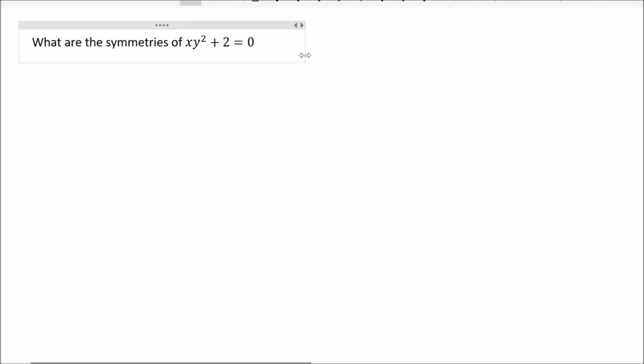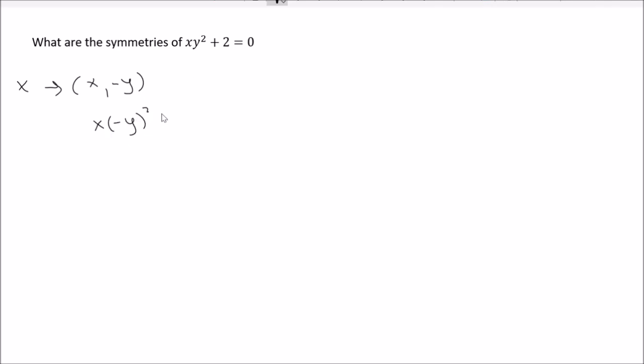Let's do another example. This would be a great one for you to try on your own and then hit play. All right, let's do x-axis first. So when we're doing x-axis symmetry, we are plugging in the point. Which one's negative? Is it the x or the y? The y. Okay, let's plug that in. So I get x times negative y squared plus 2 equals 0. When you square a negative, it goes positive. So I get xy squared plus 2 equals 0. Hey, that matches. So yes, it has x-axis symmetry.